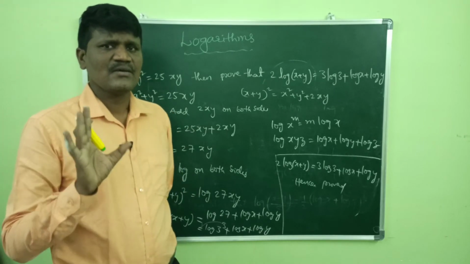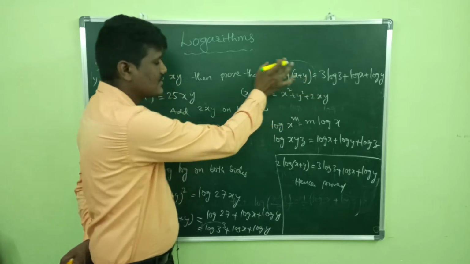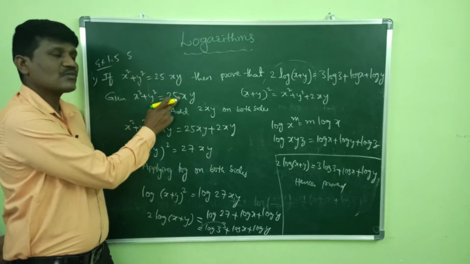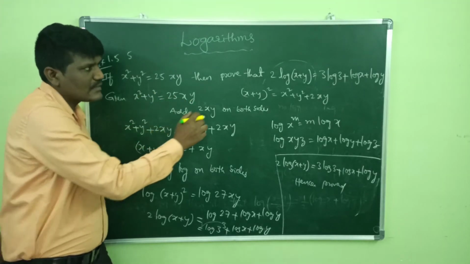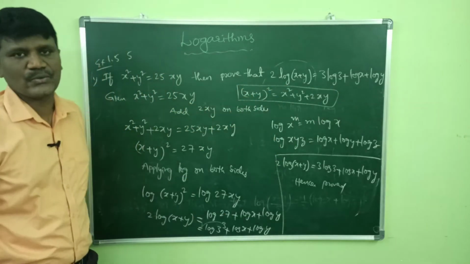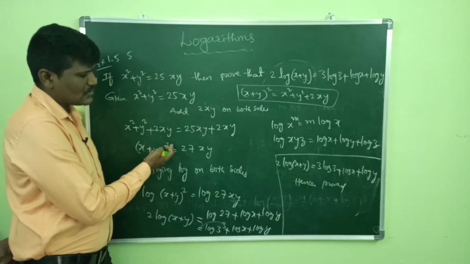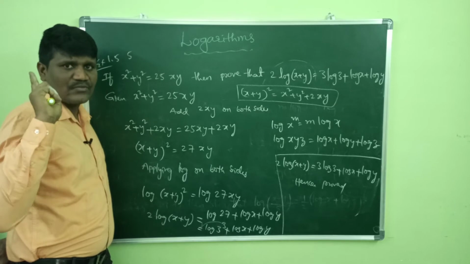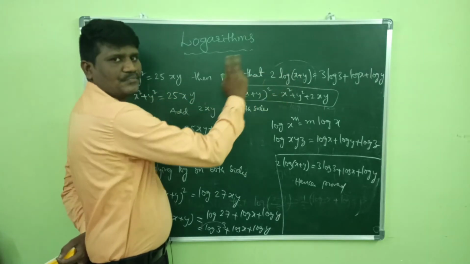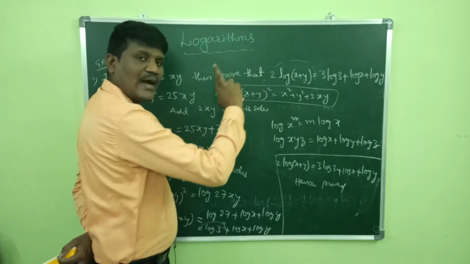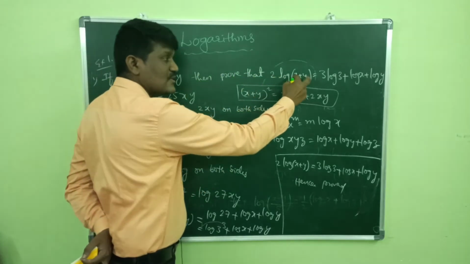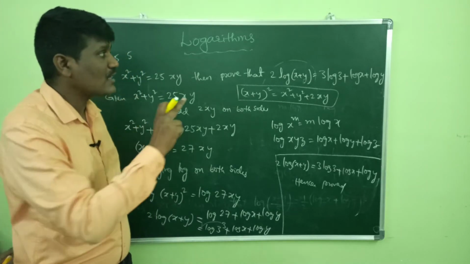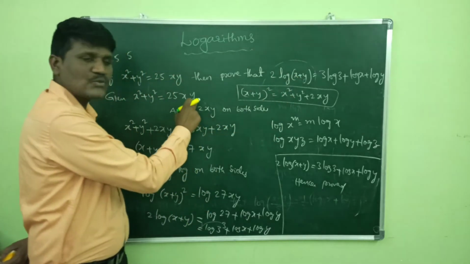The most important thing is, if it is x plus y, I should add 2xy, right? So x square plus y square is equal to 25xy. I am just adding 2xy to make the formula x square plus y square plus 2xy. So x plus y whole square is equal to 27xy, then apply log on both sides. So you should remember 2 important steps. The first step: if it is log of x plus y, you add 2xy on both sides. If it is log of x minus y, you add minus 2xy on both sides.